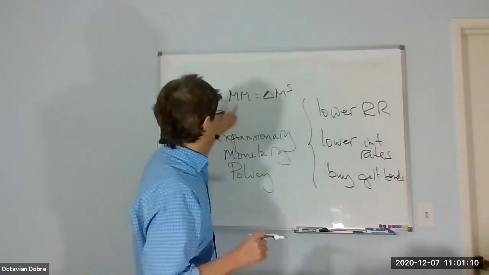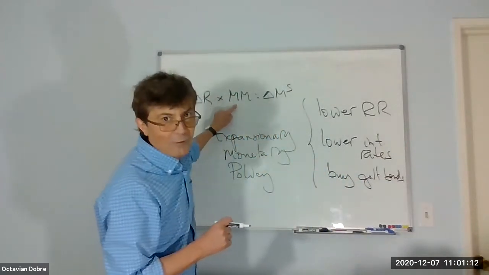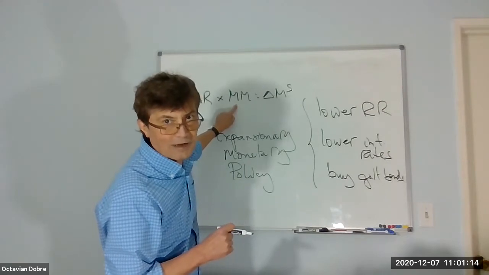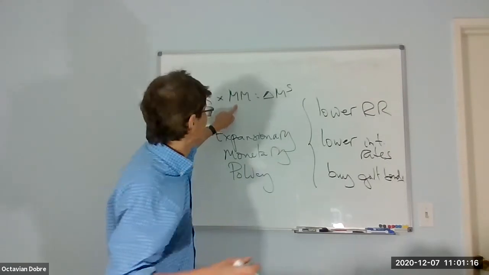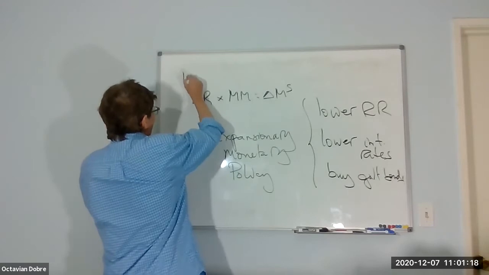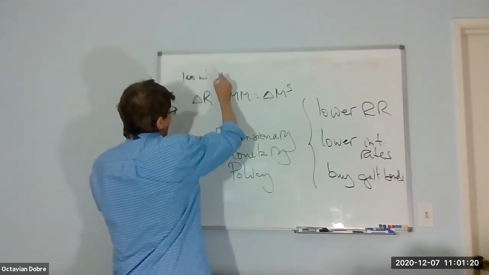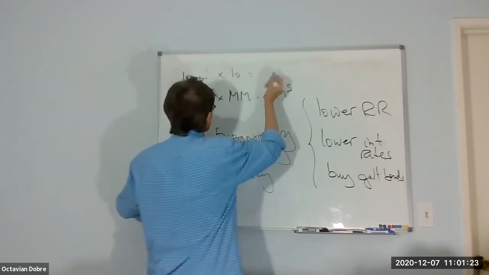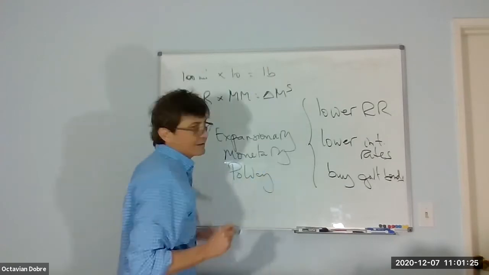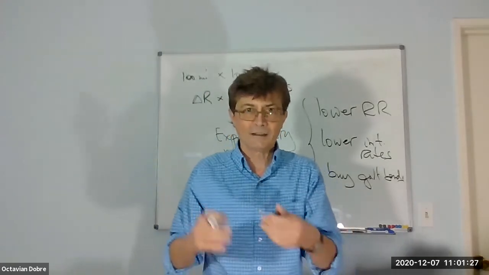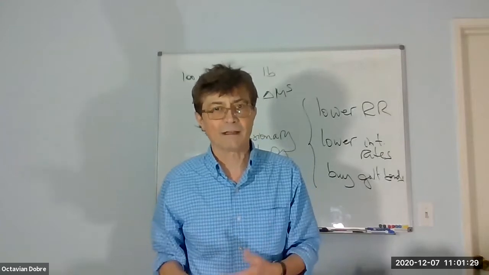So if the reserve requirement is 10%, the money multiplier is going to be equal to 10. So this 100 million times 10 equals $1 billion. So the final increase in the money supply is $1 billion.